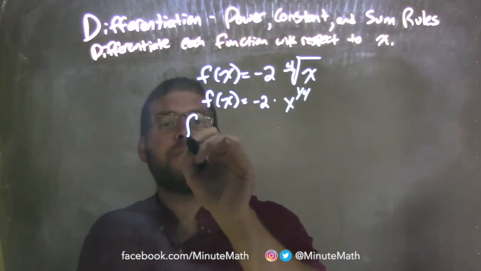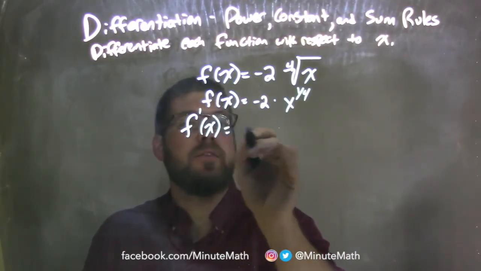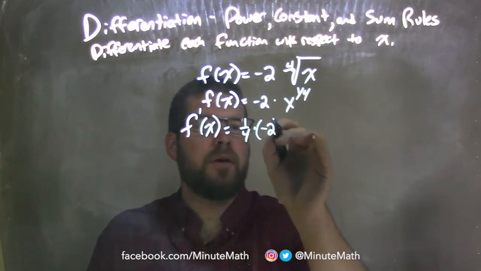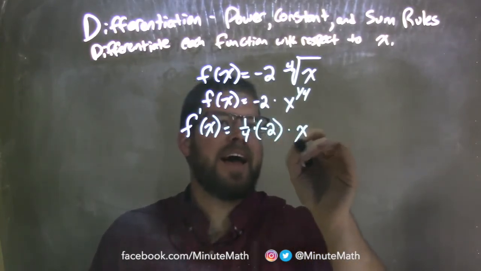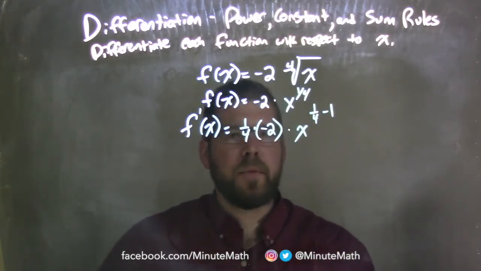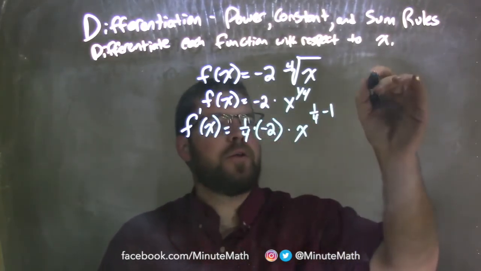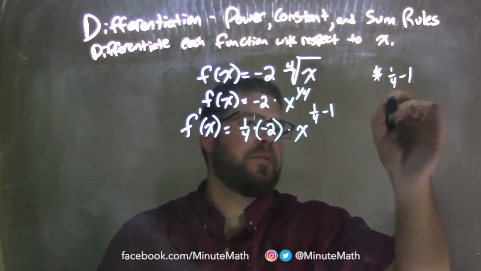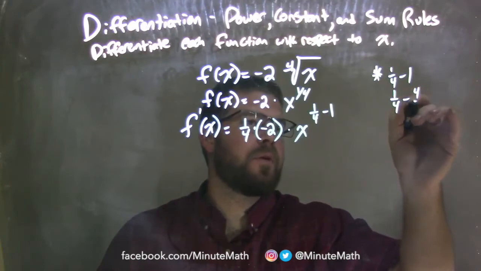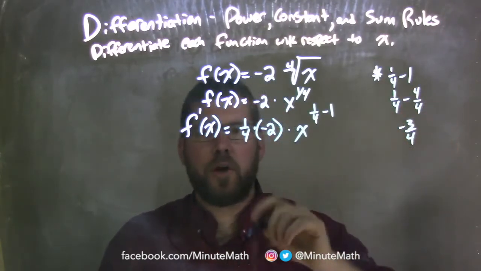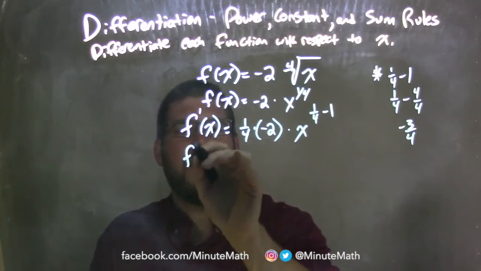So now I'm taking my derivative, f prime of x is equal to, well, the 1/4 comes out front, 1/4 times negative 2, multiplication there, x to the 1/4 minus 1. Okay? A little note here: 1/4 minus 1 is the same thing as 1/4 minus 4/4, and 1/4 minus 4/4 is negative 3/4. Okay, moving on.